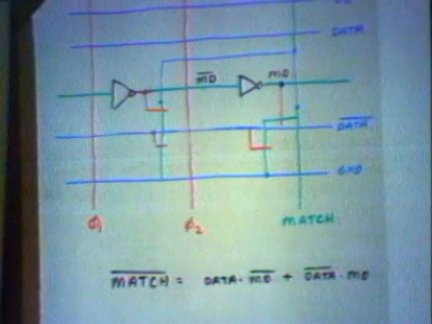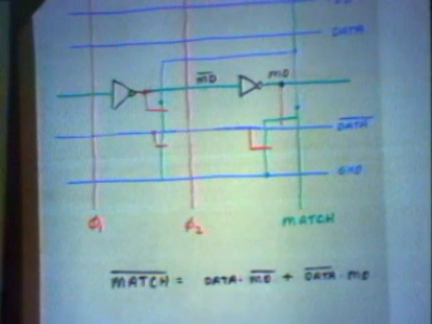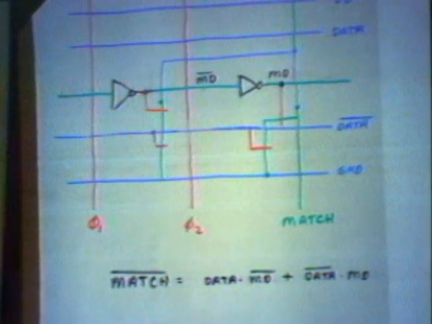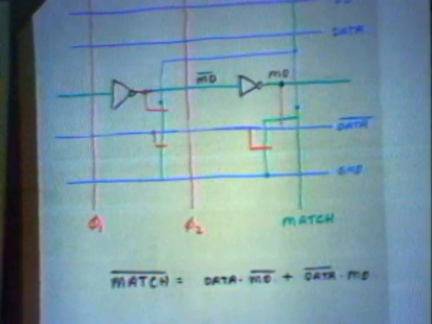Are there any questions about that particular function? This one does not show recirculation, and in fact is a pure dynamic structure. You can add another control line.